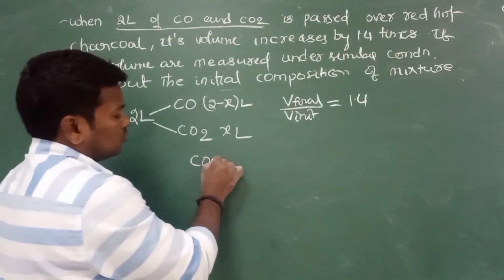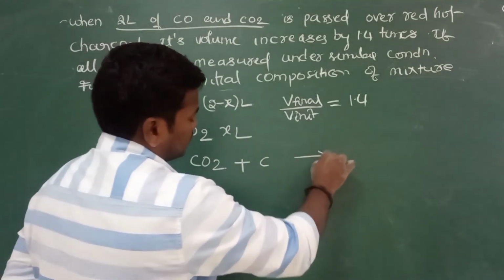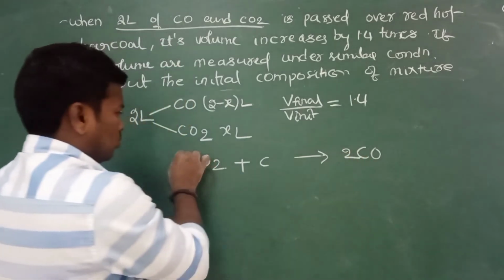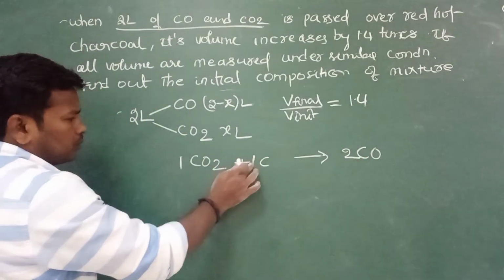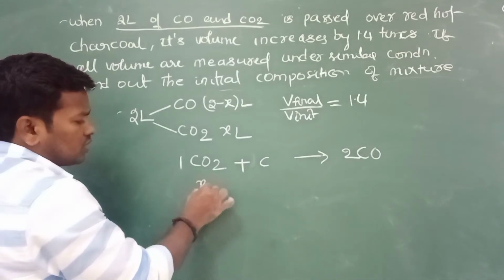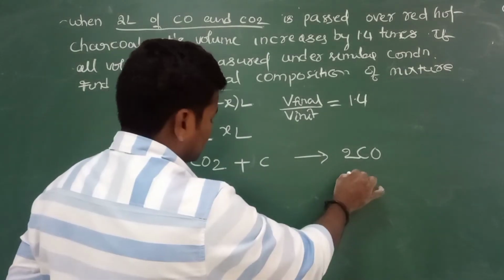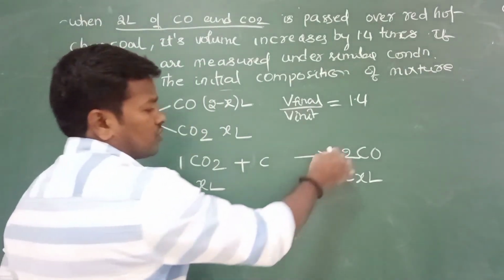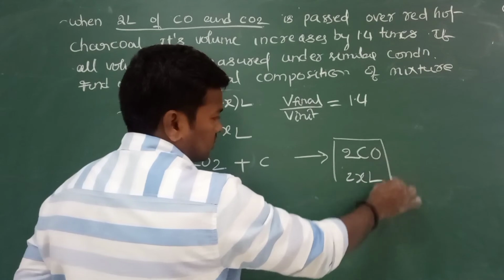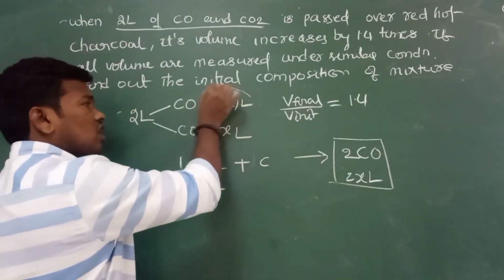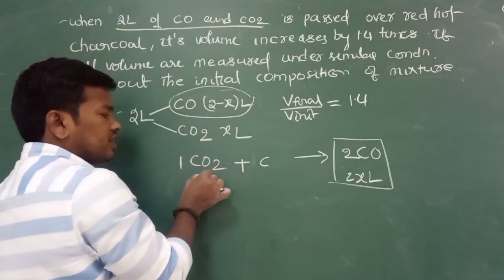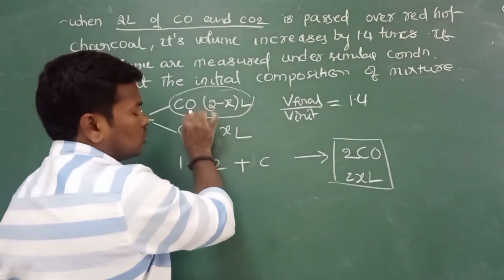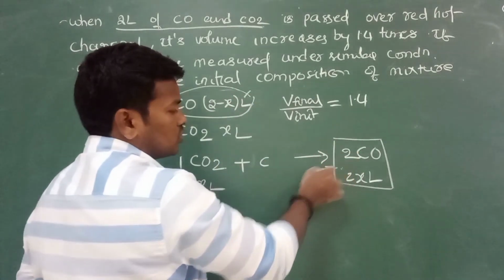So CO2 plus C produces CO. If you balance it, the ratio is 1:1:2. So x liters of CO2 reacts and produces 2x liters of CO. The CO originally present does not react, only CO2 reacts. This means the final CO is the 2x produced plus the 2 minus x that was left.